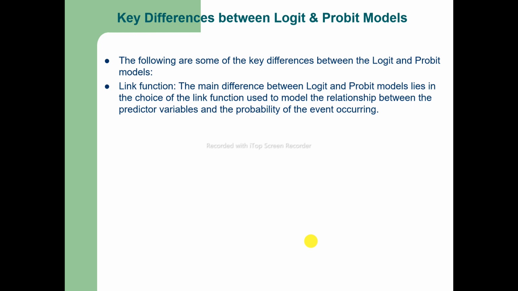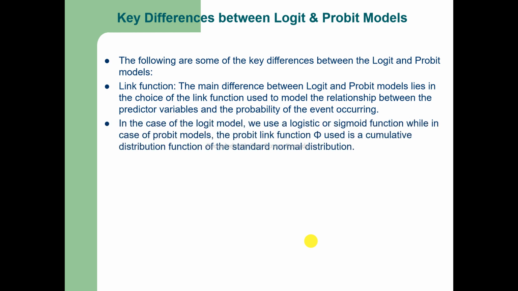First, they differ from each other using different link functions. The main difference between Logit and Probit models lies in the choice of the link function used to model the relationship between the predictor variables and the probability of the event occurring. In the case of Logit model, we use the sigmoid function, while in case of Probit models, the Probit link function used is a cumulative distribution function of the standard normal distribution. Probit is also known as normit.